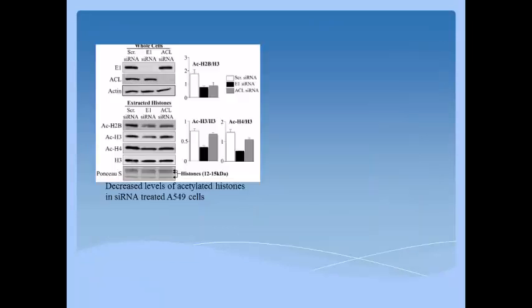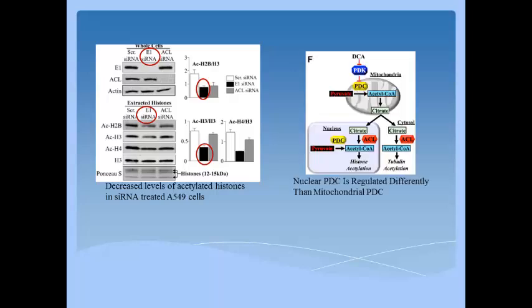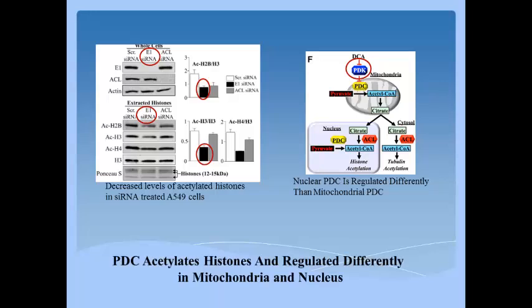What is the function of PDC in the nucleus? Authors show that PDC acetylates histones in the nucleus as shown here using siRNA. They also demonstrate PDC in mitochondria and is regulated by pyruvate dehydrogenase kinase but not in nucleus.